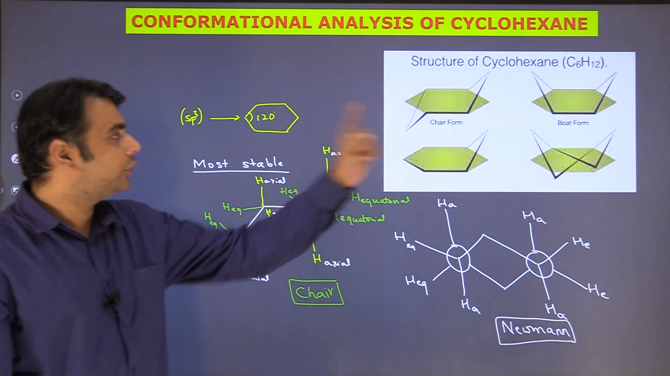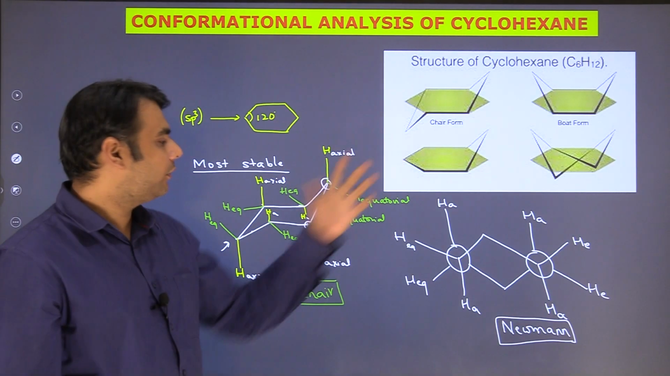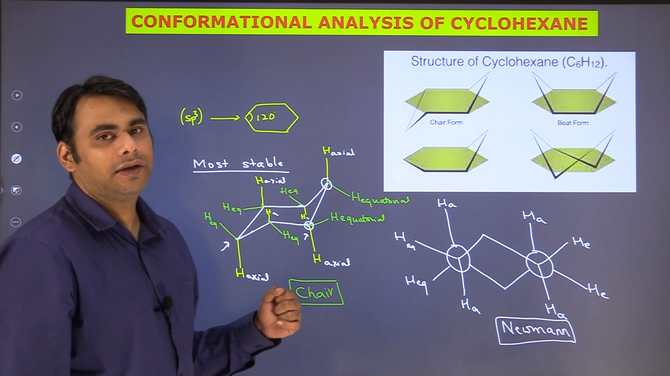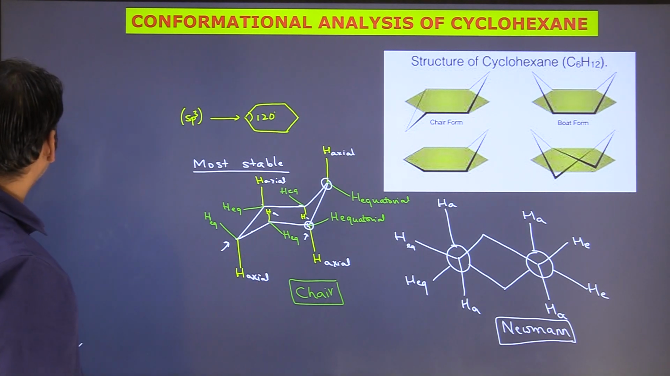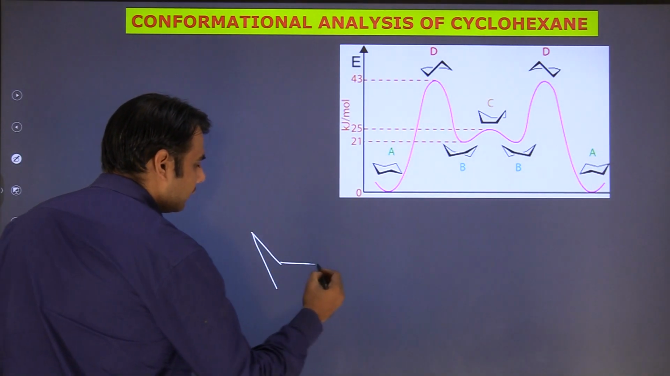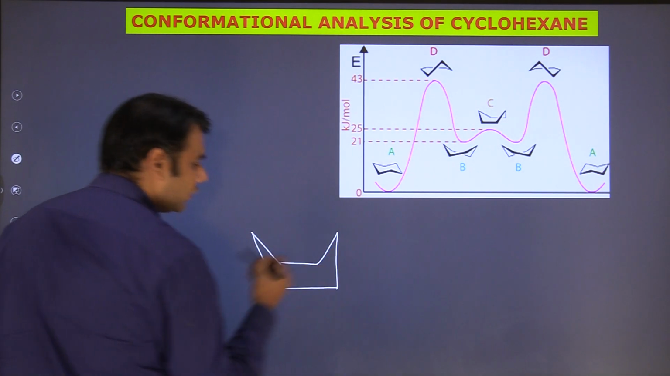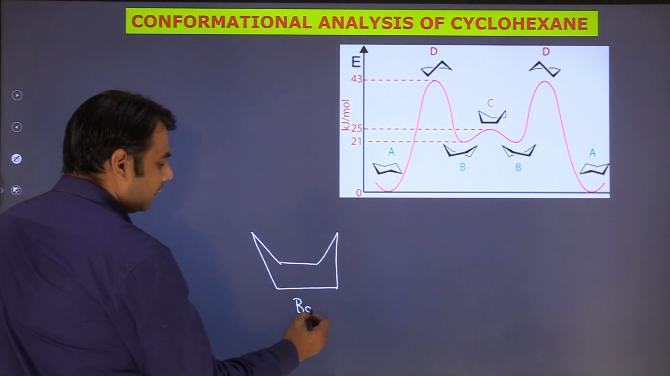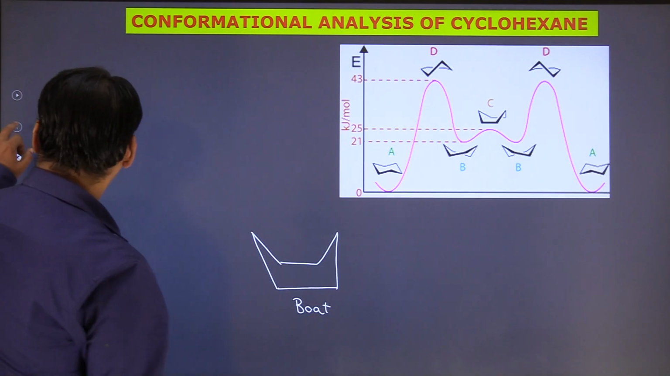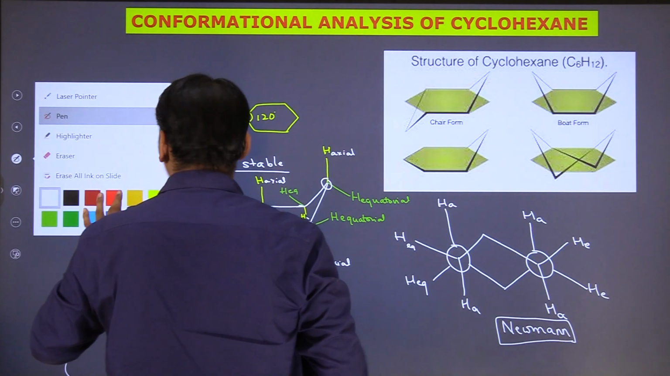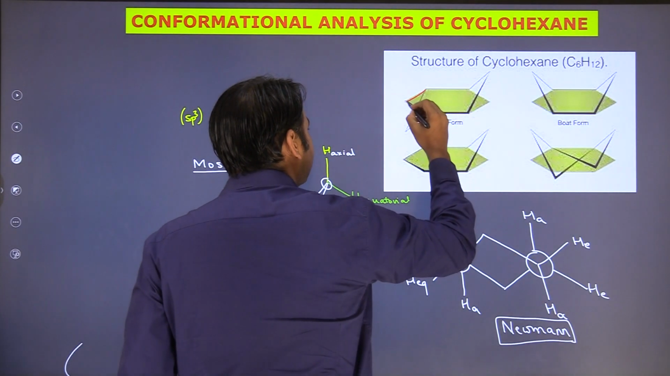So cyclohexane's most stable conformer is a chair form, and chair form looks something like this. Then there are other forms as well. So if I talk about the other forms, it will have a boat form. This is basically looking like a boat, so that is why it is called a boat form. So if I go to the structure, now you can see that this was your planar ring of cyclohexane.